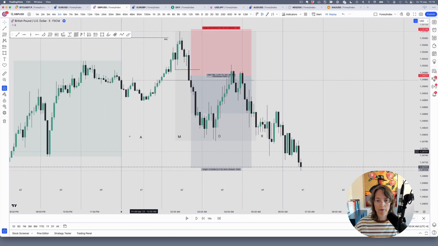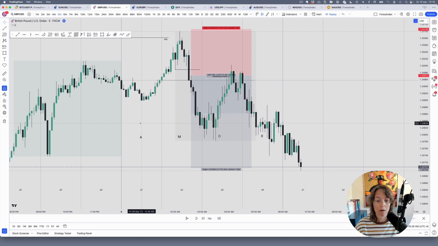So as you can see over here, you could have traded this with the quarterly theory in mind. It's what ICT teaches, right? The Judas swing. And then you can enter on the fair value gap with the displacement. But if you keep the quarterly theory in mind, it's a lot easier to define where you want to enter. So I think this is the algorithm hack.